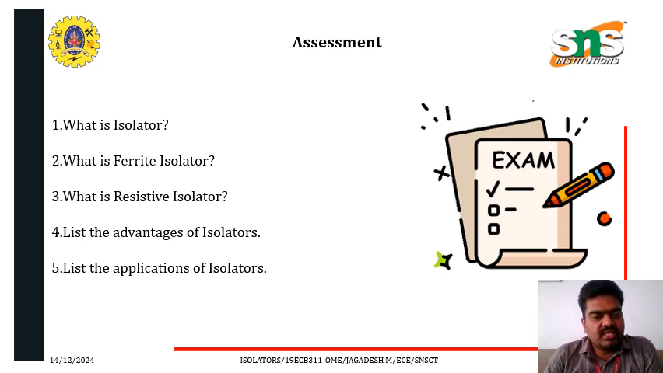So let's take the assessment. The first question: what is an isolator? The next question: what is a ferrite isolator? The next: what is a resistive isolator? List the advantages of isolators. List the applications of isolators.